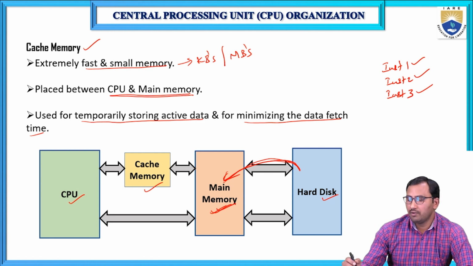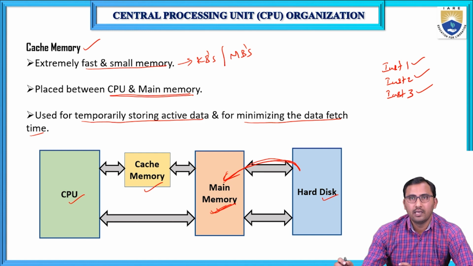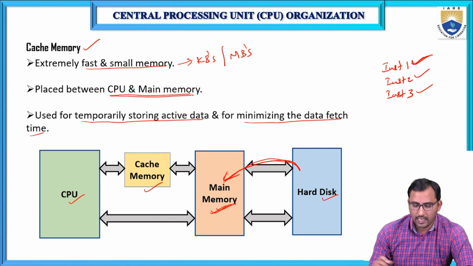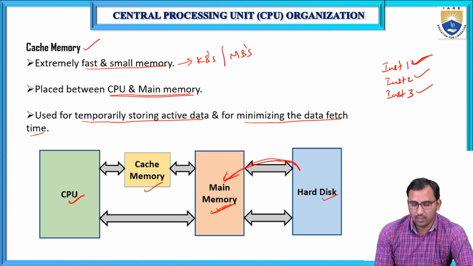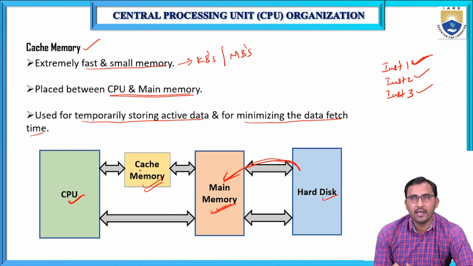But if the CPU wants to execute instruction 1 again, will the CPU go to the main memory again? No. Here that instruction 1 will be stored in the cache memory. So from the cache memory, the CPU will access it. By using this cache memory, it reduces the execution time, because the CPU has no need to go to the main memory and the hard disk.